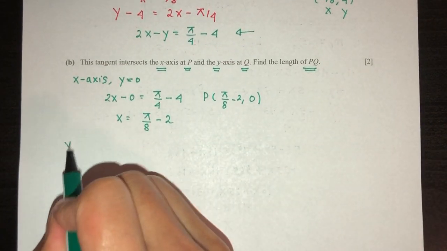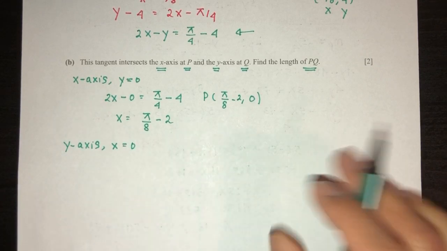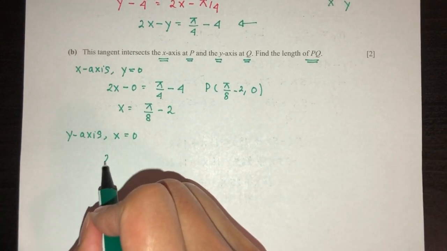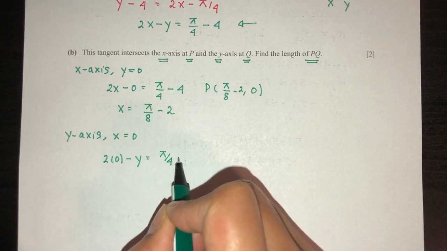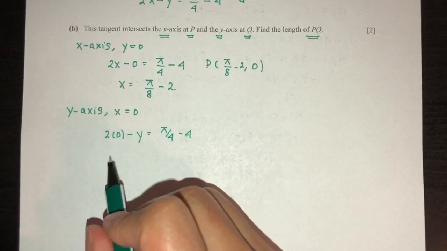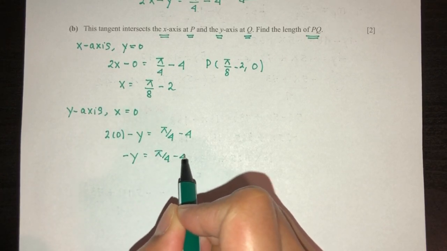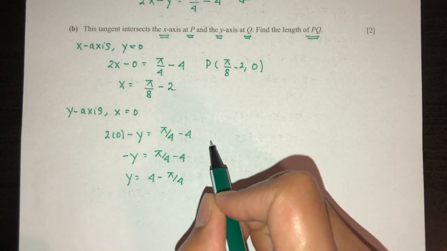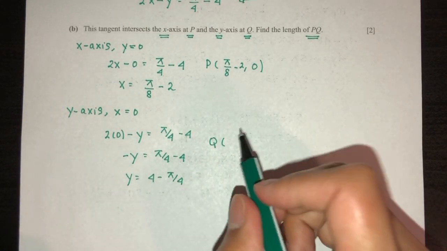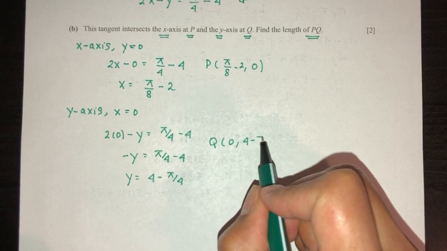Now same thing at the y-axis. The value of x is 0. So we have 2 times 0 minus y equals pi by 4 minus 4. So you get minus y is equal to pi by 4 minus 4. So y will be 4 minus pi by 4. So your point Q is (0, 4 minus pi by 4).